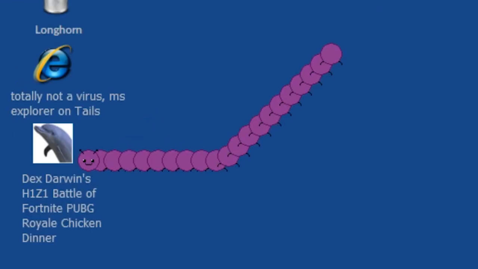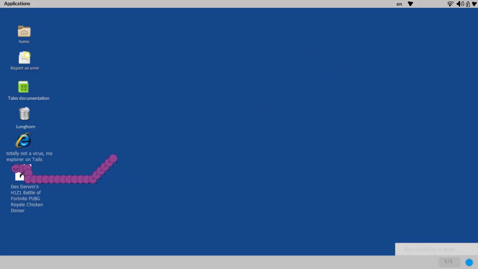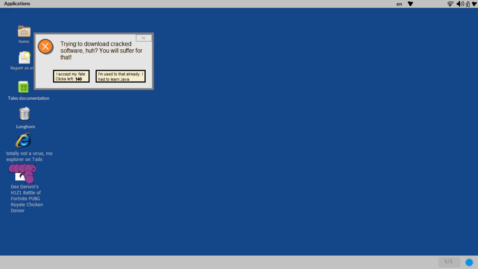I want to be forever young. Dex Darwin's H1Z1 Battle of Fortnite PUBG Royale Chicken Dinner. Like it. Like it. Love it. I get it. Let's get my whole body on it. I told you it's not going to be a legit site. Trying to get you to download cracked software, huh? I accept my fate. Yeah, go on. I'll wait.